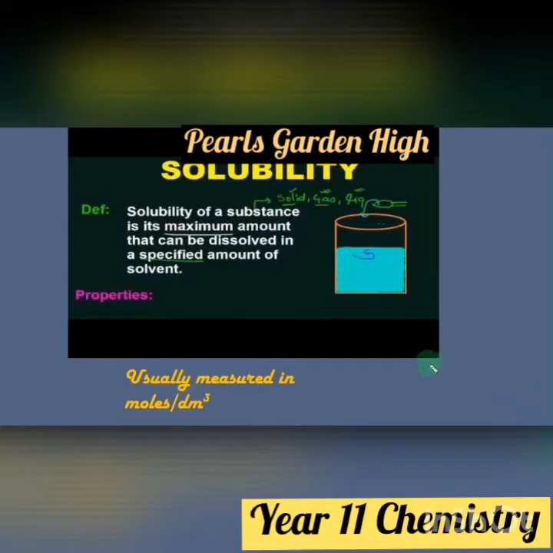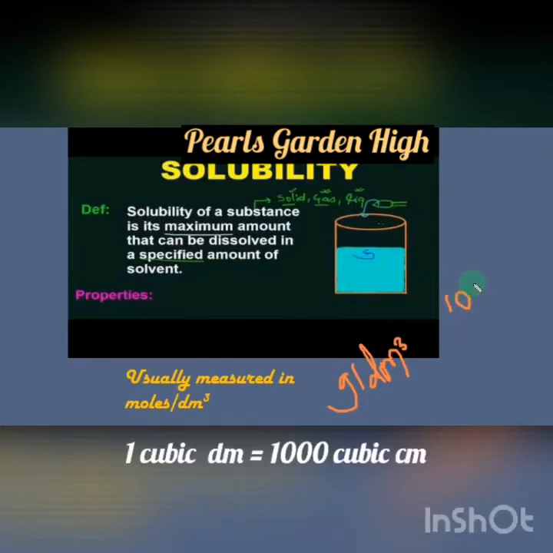As mentioned there, solubility is usually measured in mole per dm cube, but of course it can be measured in other units like gram per dm cube or gram per cm cube. And note that 1 dm cube is equal to 1000 cm cube. Okay, so 1 dm cube is equal to 1000 cm cube.